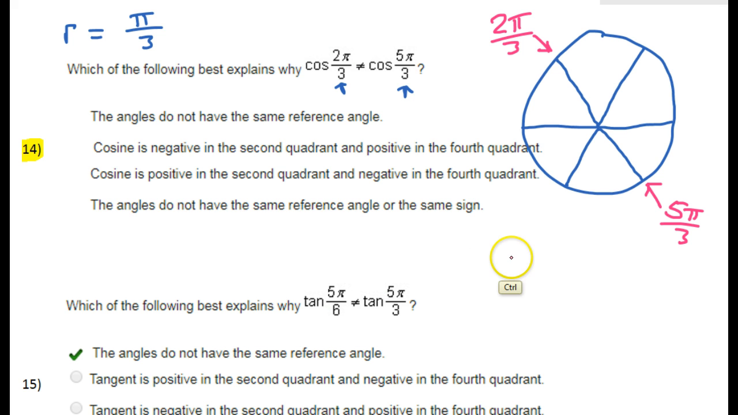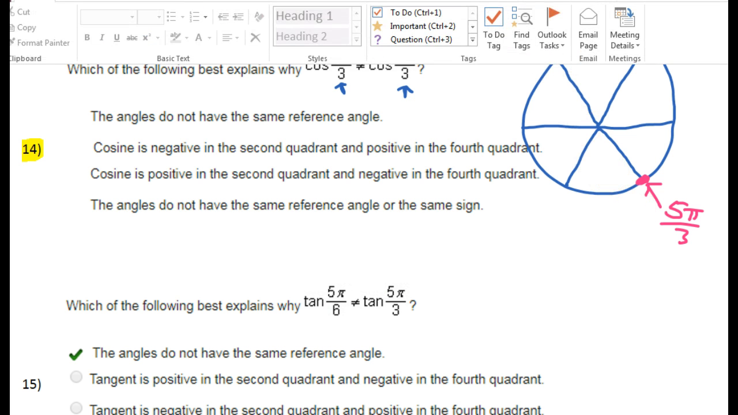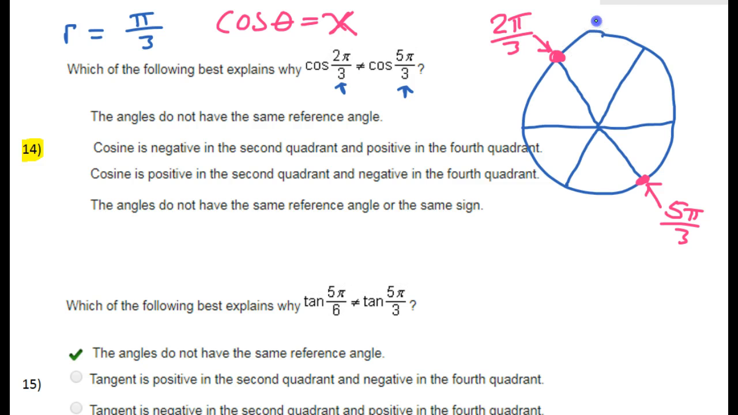Well, here's the thing. The cosine of any angle is always the x value. So the cosine is always the x value on the unit circle. So look at these 2 points. Look at this point and look at this point. Are they going to have the same x value? No, because look, the y-axis is right here. Here's the y-axis, this is the x-axis.